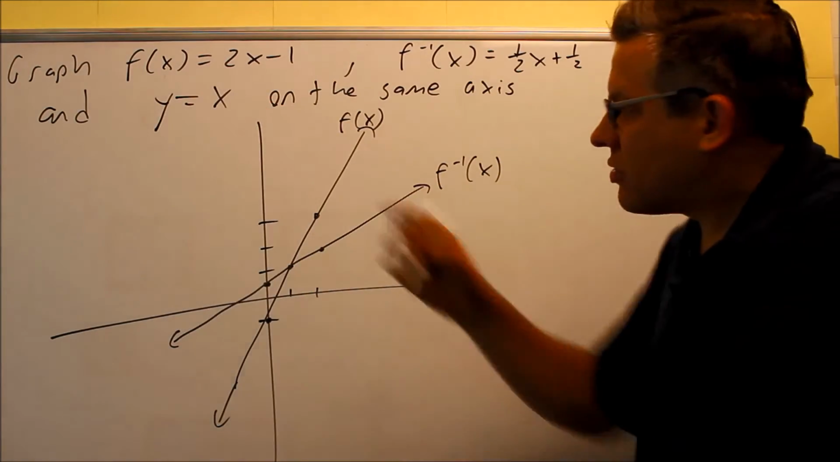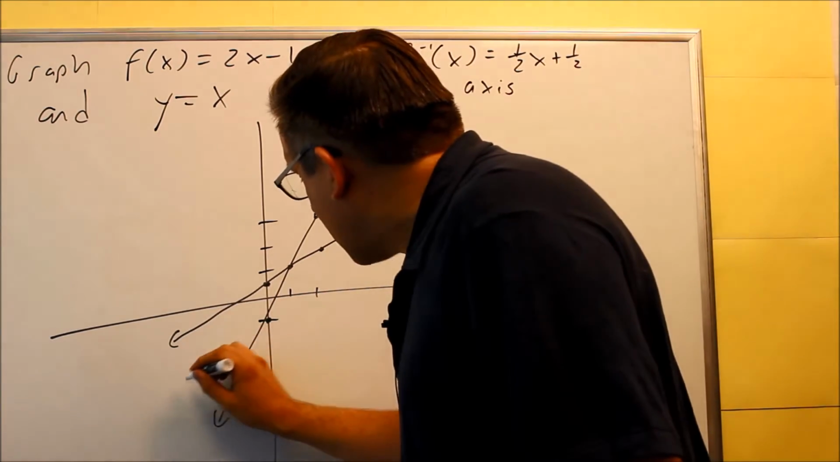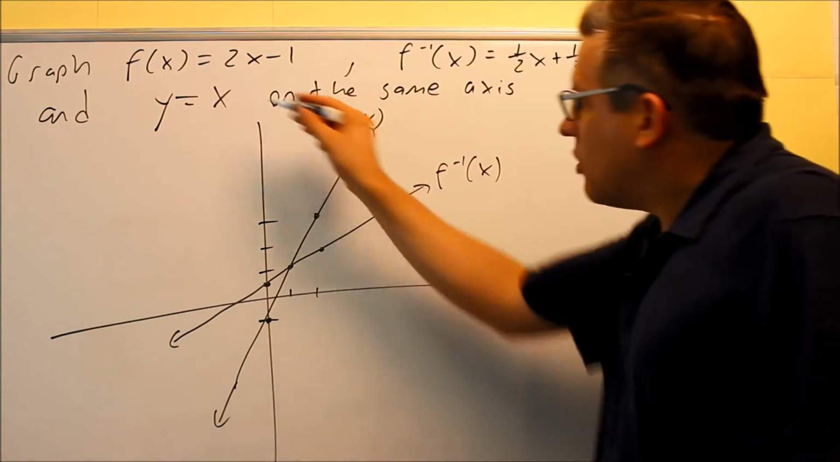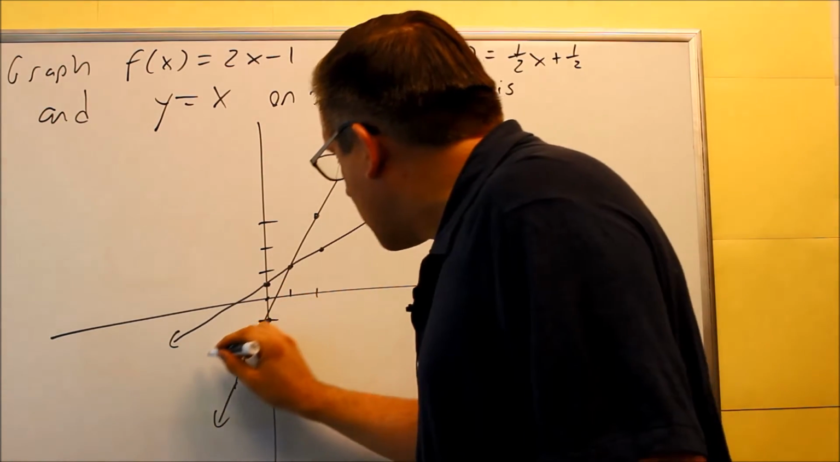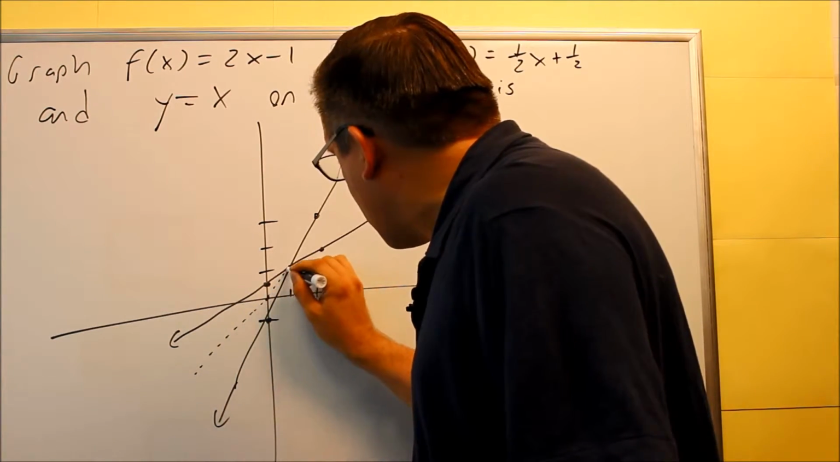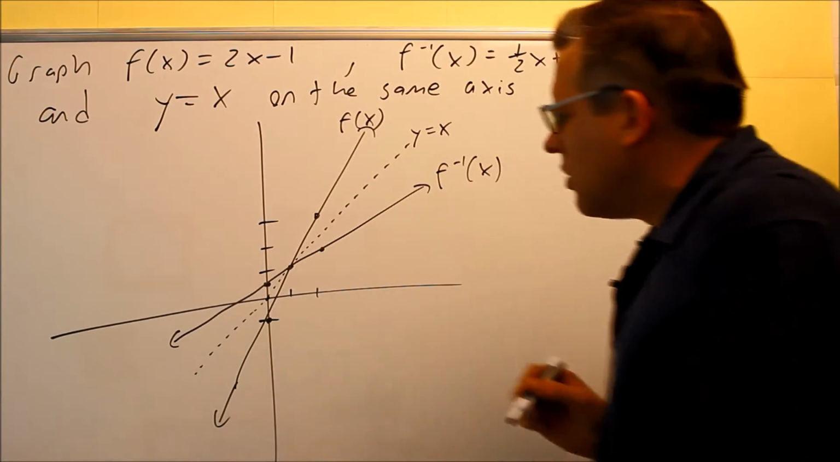But then it also asks us to plot y equals x. Y equals x, I'm going to show that as a dotted line. So that is going to be a slope of 1, goes through the origin. So it's going to go through 1, 1, 2, 2, 3, 3, and so forth. And that's going to be this one, y equals x.